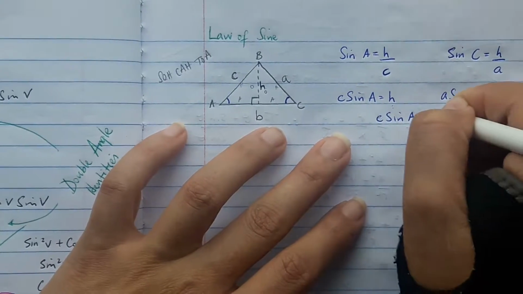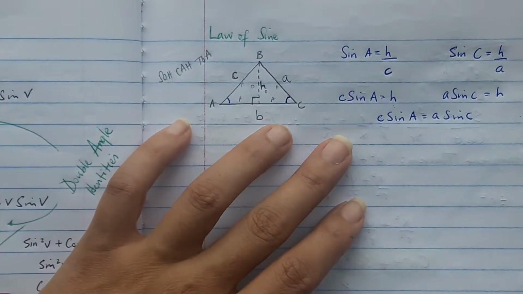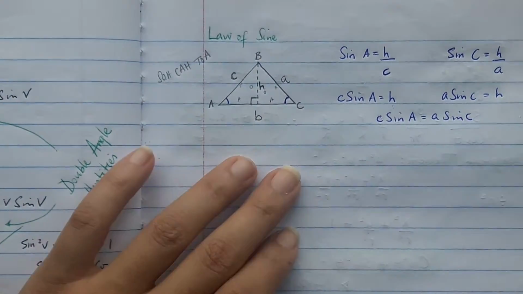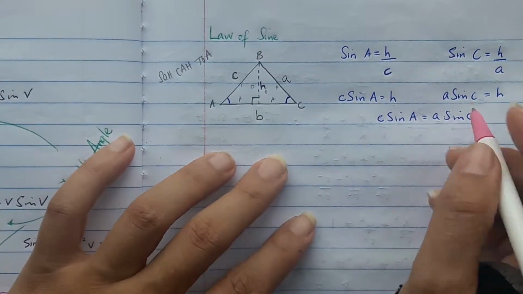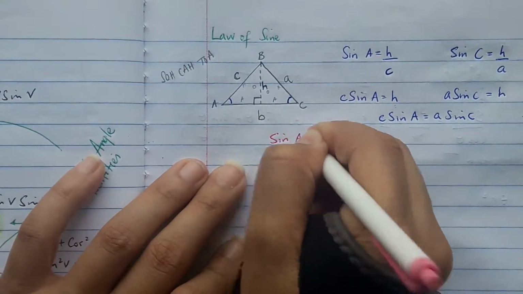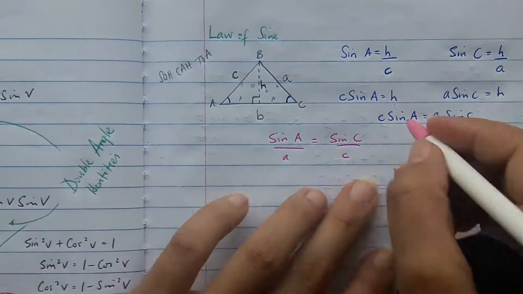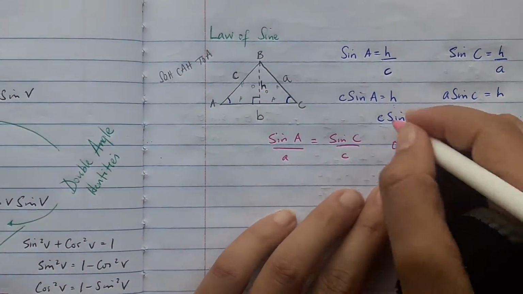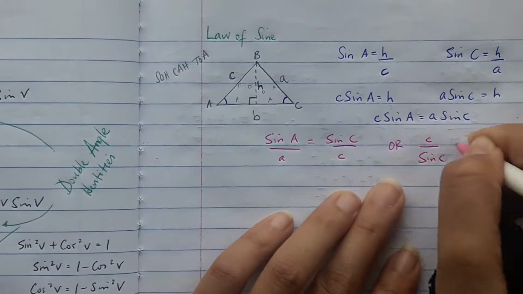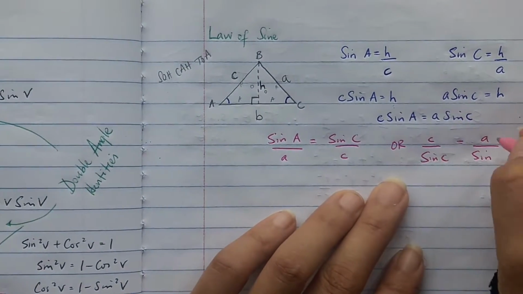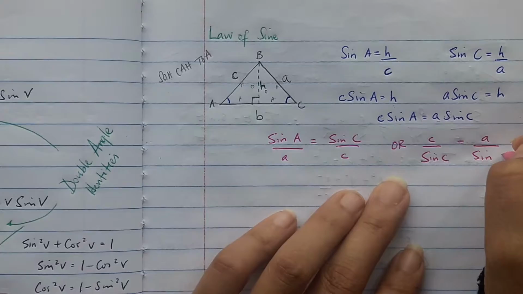So what can I do? I can put them equal to one another because it's the exact same H. And then there are two ways that you can see this law of sines. You can see it as sine A over a equals sine C over c by just moving the small letters. Or you can move the angles themselves and get c over sine C equals a over sine A.